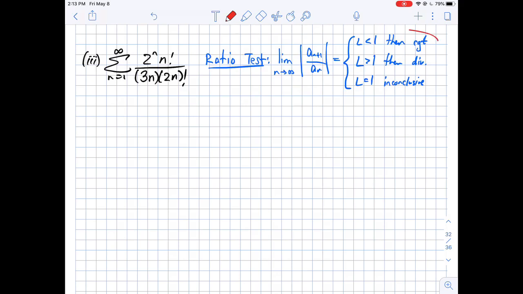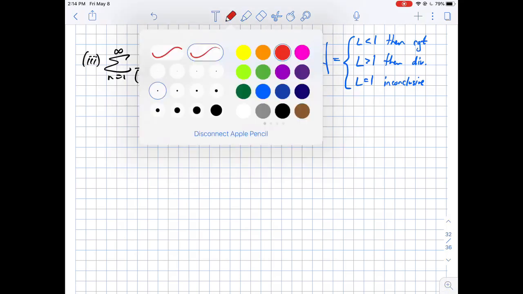If that limit is small, if the limit is less than 1, we have convergence. If the limit is large, if it's larger than 1, we have divergence. And then unfortunately, if that limit is exactly equal to 1, our test fails. It is going to be inconclusive. Okay, so for this one, let's go and take a look.